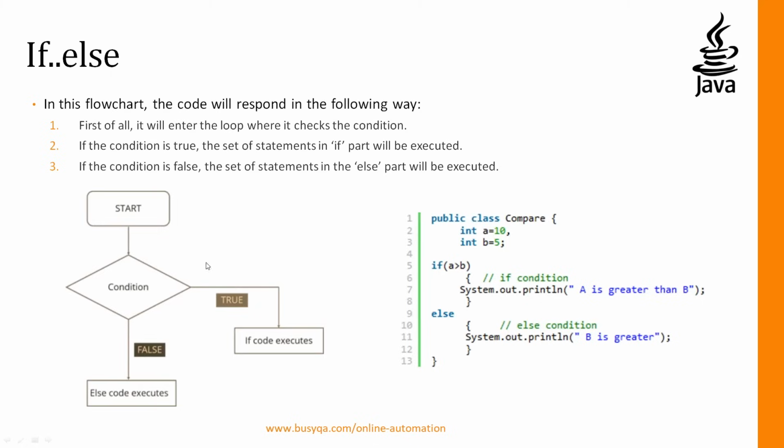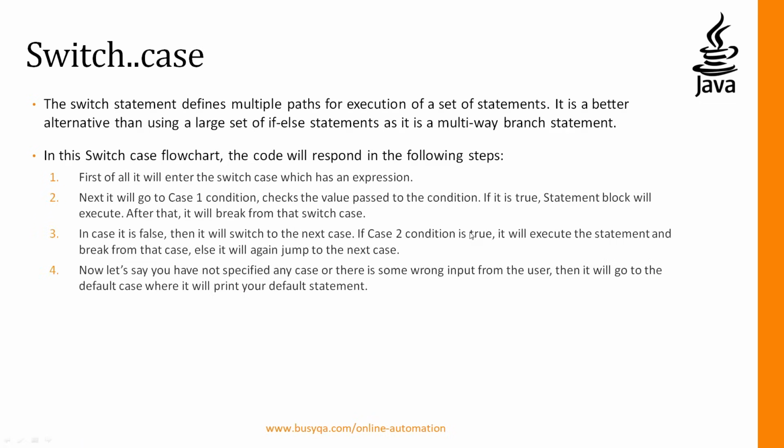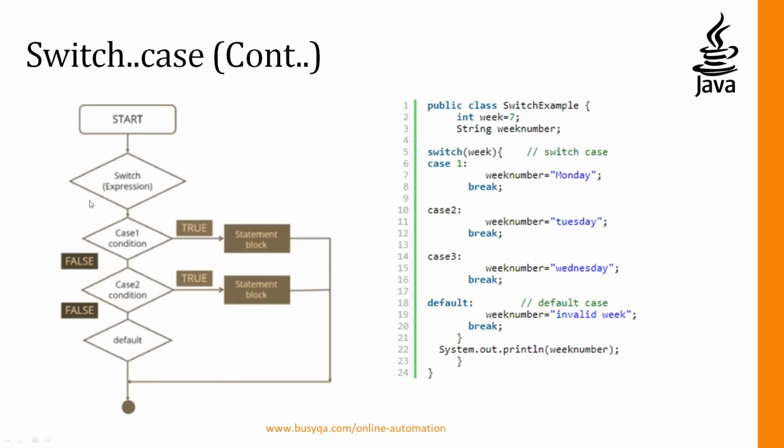For if else, this is the flow chart. If the condition is true, the if code executes. If the condition is false, the else code will execute. This is a simple program I have given here. And the switch case statement: this is the expression, case 1, case 2, case 3, and so on, and finally the default block will be there. If you understand this flow chart, it is very simple to understand switch case.